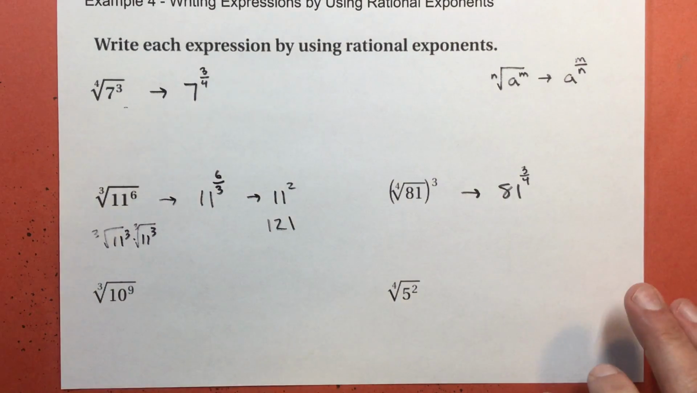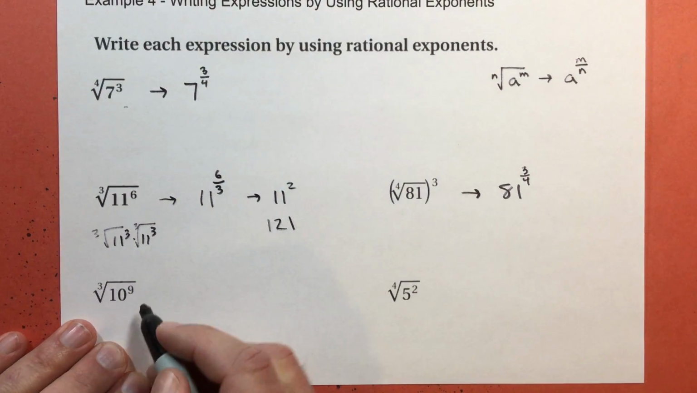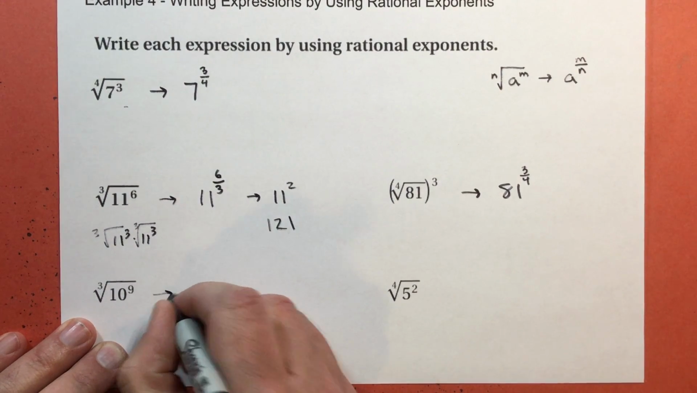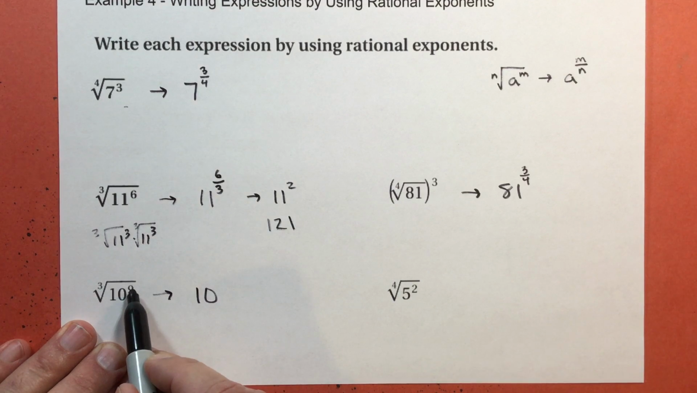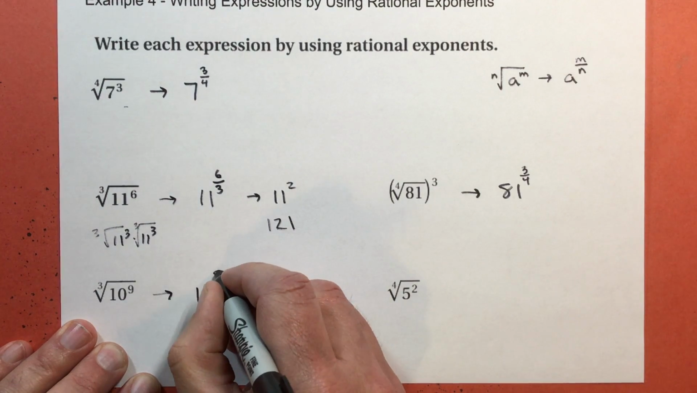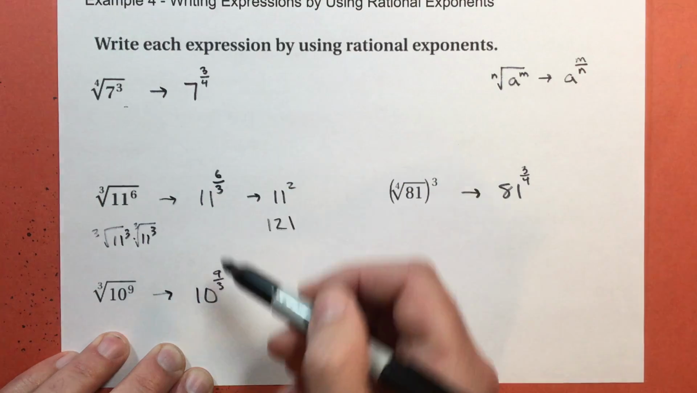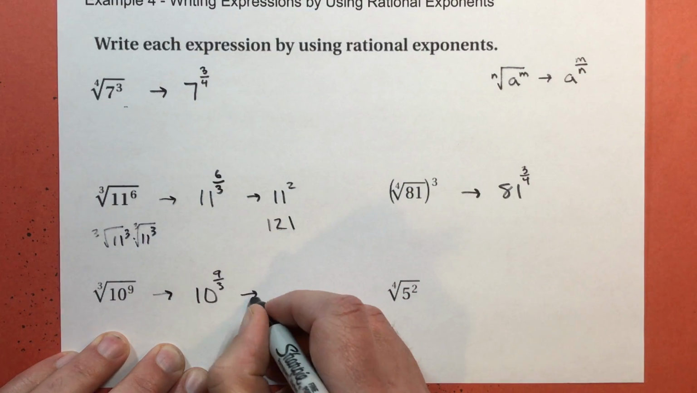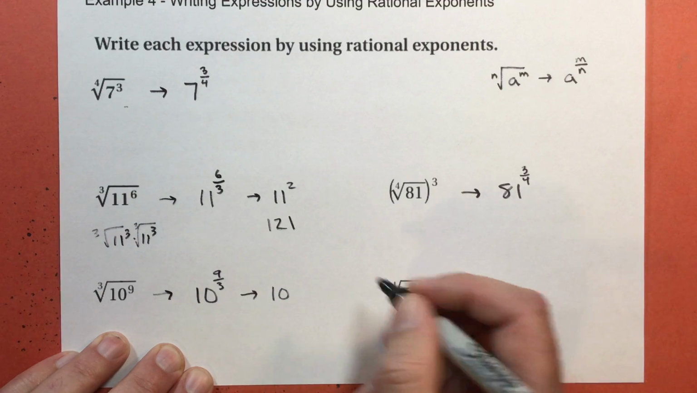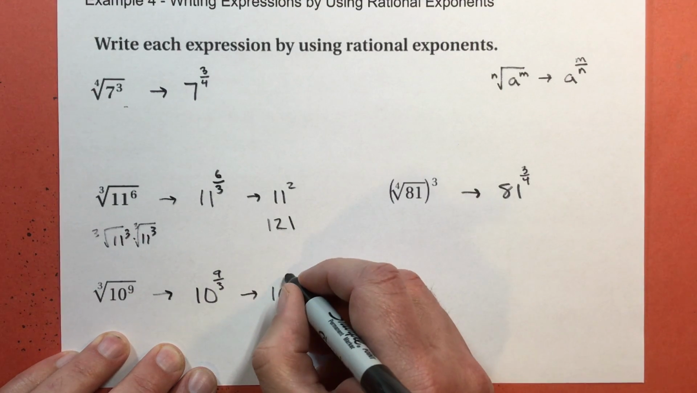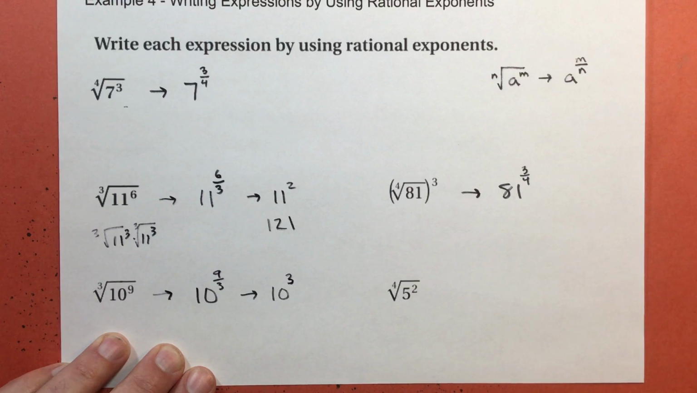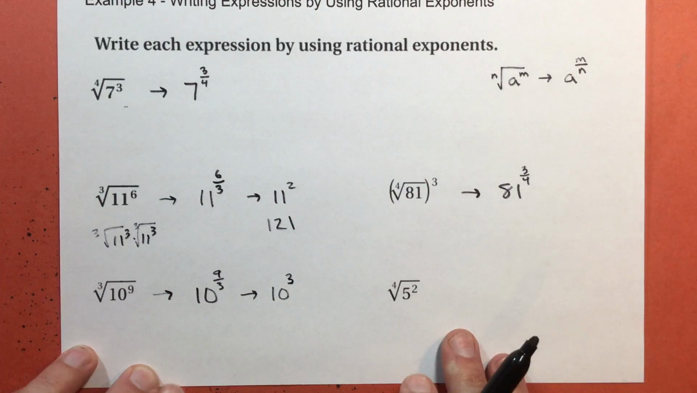Okay? All right. For this one, I have 10 to the 9 divided by 3 power. And of course, like 6 divided by 3, 9 divided by 3 equals something. Got to be careful the way I say it. In this case, it's 3. 9 divided by 3 equals 3. 6 divided by 3 equals 2. And of course, you could have done the same thing.